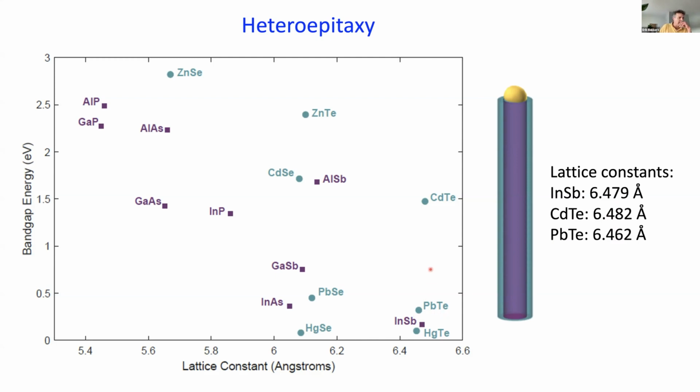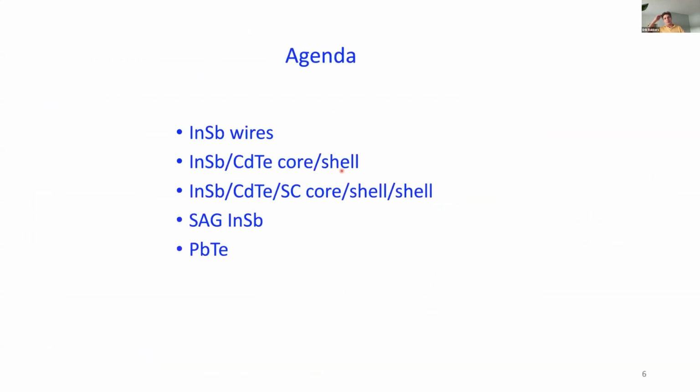And what we want to do now is we want to grow an indium antimonide wire and then to cap it with cadmium telluride for several reasons that will become clear during this talk. And so this is what I'm going to talk about.